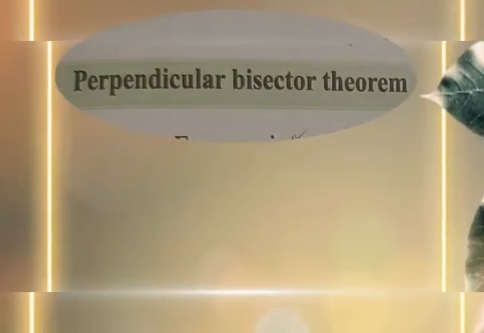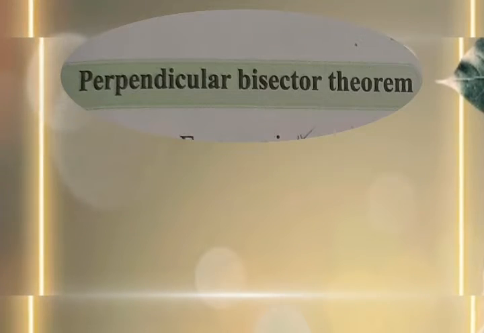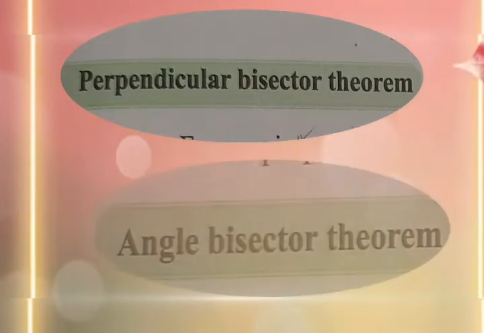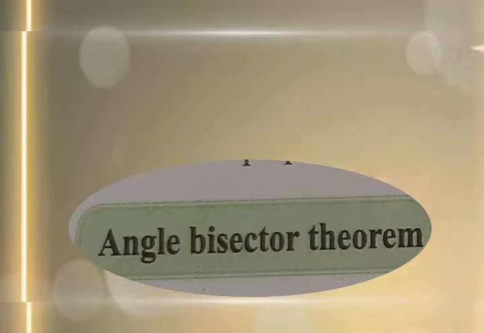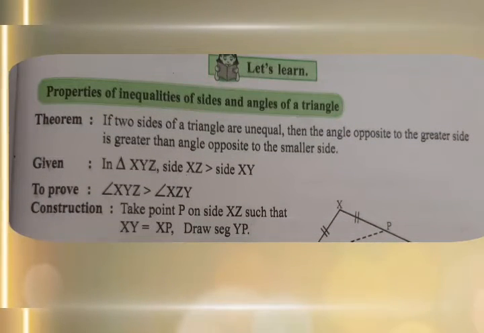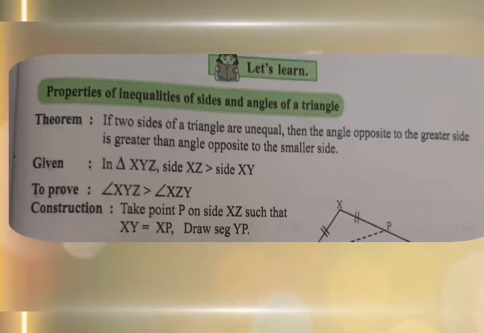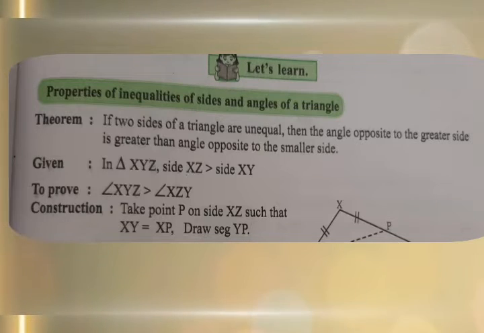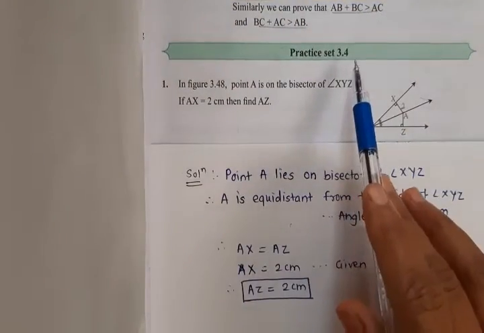In the previous video, I already explained the perpendicular bisector theorem, the angle bisector theorem, and the properties of inequalities of sides and angles of a triangle. Based on that, today I am going to explain practice set 3.4. See the first example from practice set 3.4.